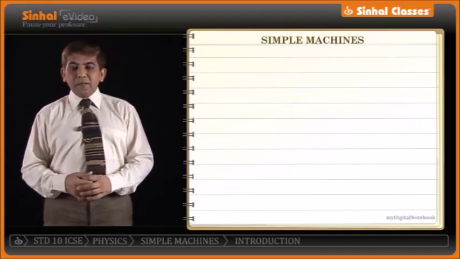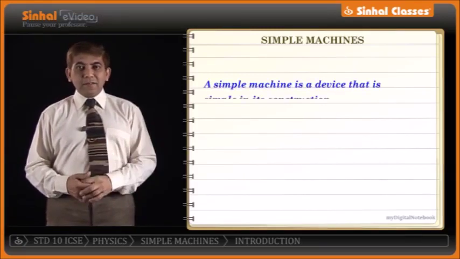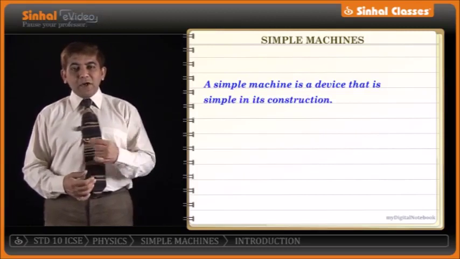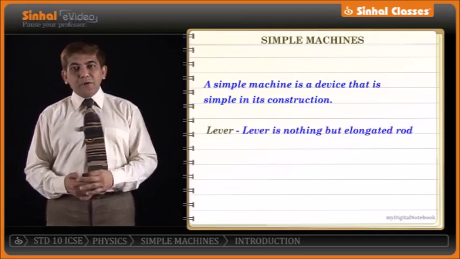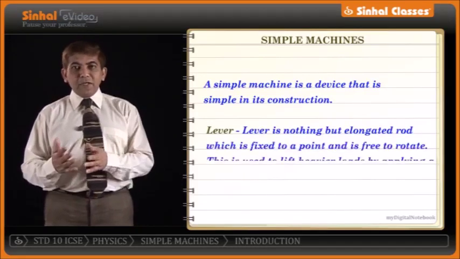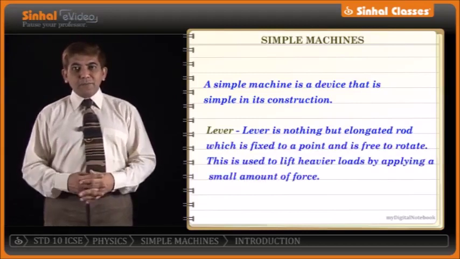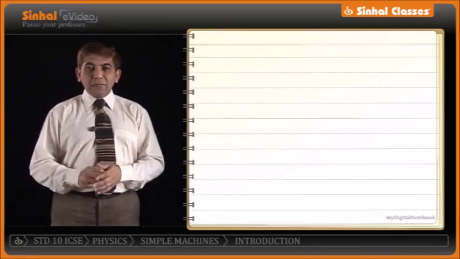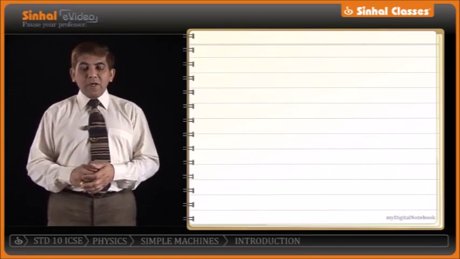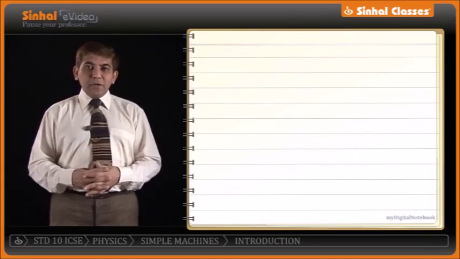To make it simple, a simple machine is a device that is simple in its construction. Say for example a lever. A lever is nothing but an elongated rod which is fixed to a point that is free to rotate. This is used to lift heavier loads by applying a small amount of force. So with the application of a particular force in a particular direction at a particular point, we get the convenience in doing work. Similarly, for example, a pulley also.